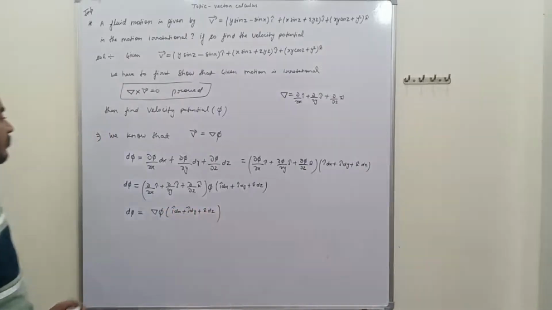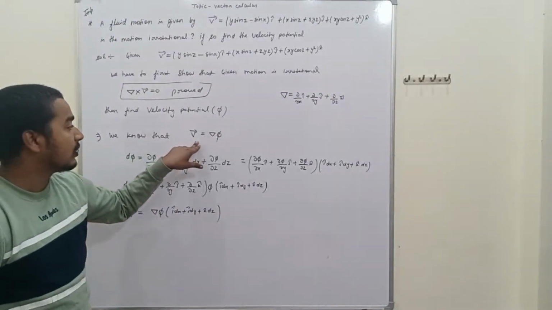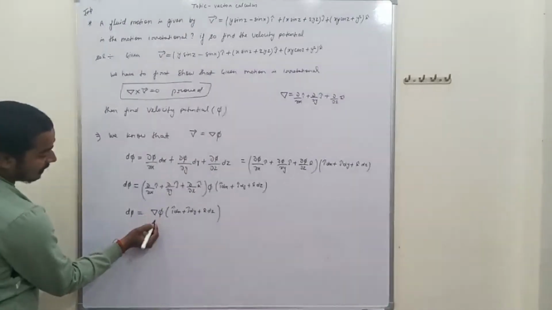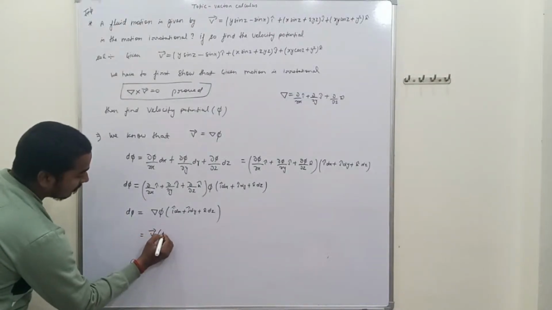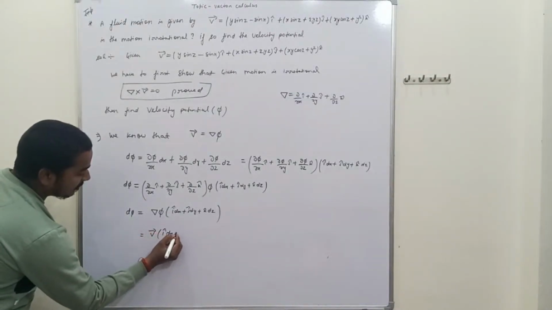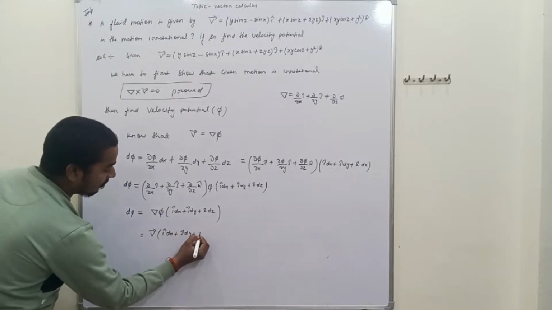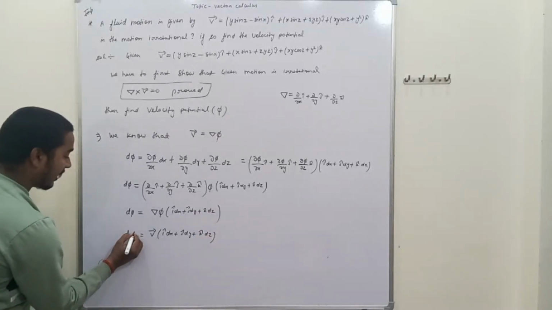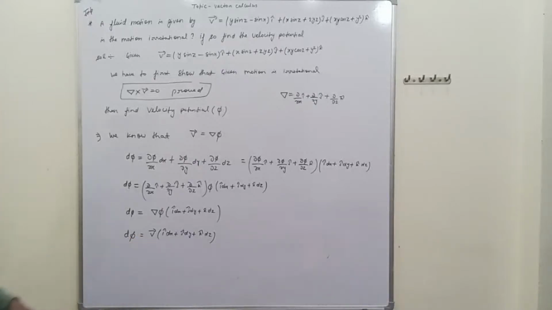And further we earlier know that the v vector is equal to del phi. So we have to put here in place of del phi, that is v vector, i dx plus of j cap dy plus of k cap dz. And we have to put the value of v vector here.